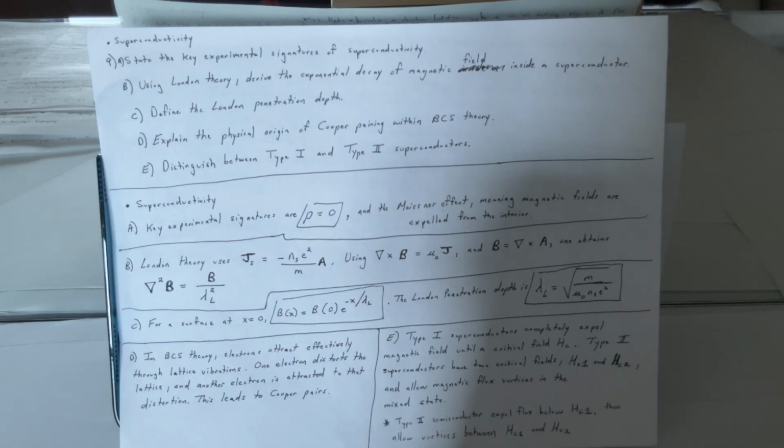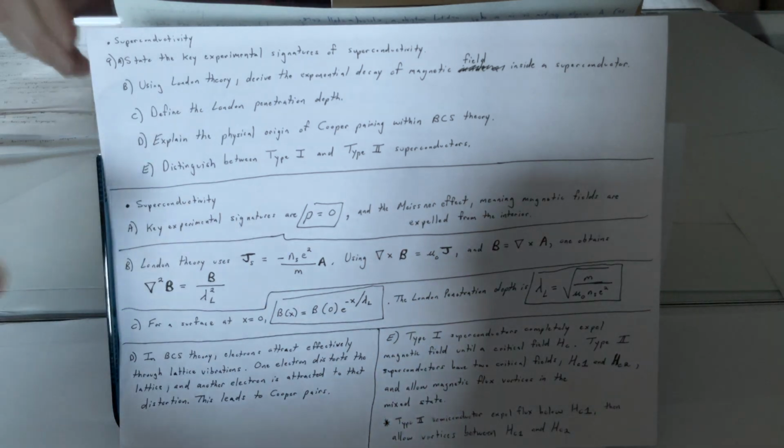And part E: type 1 superconductors expel magnetic field until a critical field H sub C. Type 2 superconductors have critical fields H sub C1 and H sub C2 and allow magnetic flux vortices in the mixed state. Just an addendum, type 2 superconductors expel flux below H sub C1, then allow vortices between H sub C1 and H sub C2. Okay, so that's number 9. Let's move to number 10.